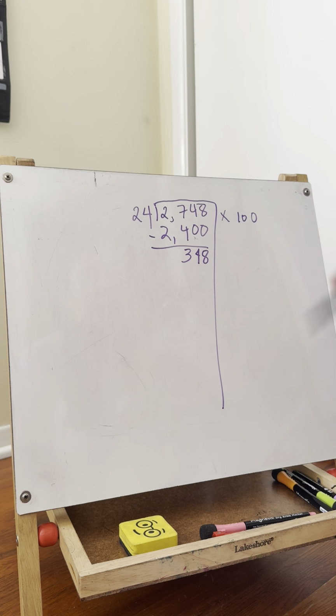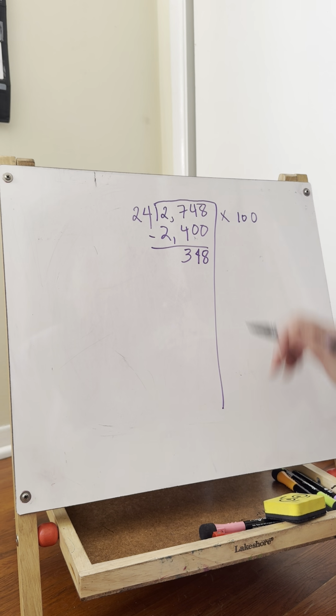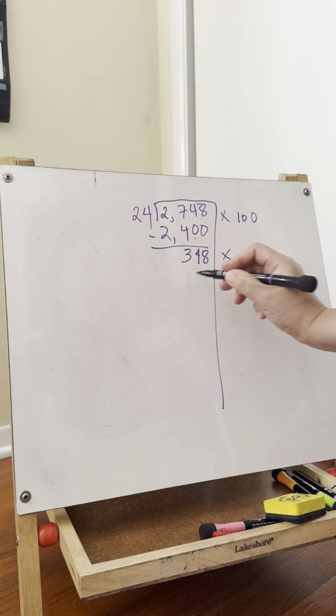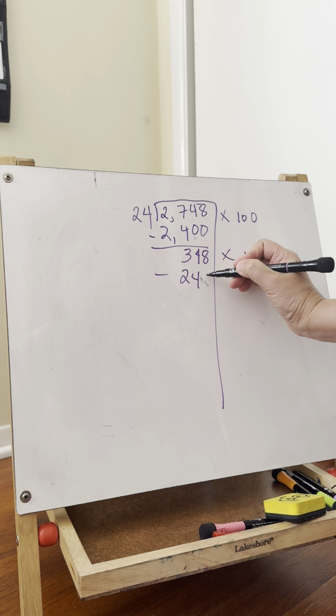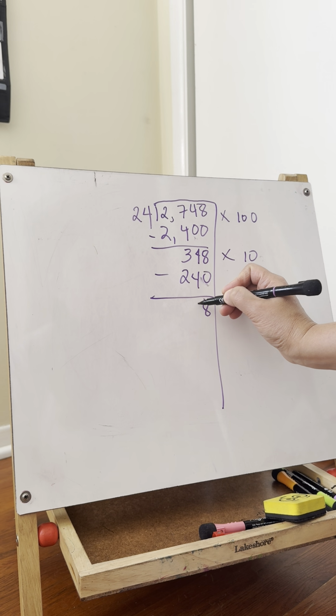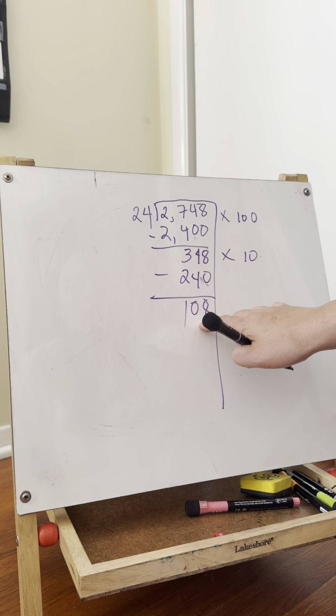So let's try 10. 24 times 10, that is 240. Okay, we're pretty close. Let's subtract: 8 minus 0, 8. Bring down 0 and 1. Okay, now we are down to 108. Our dividend is now 108.